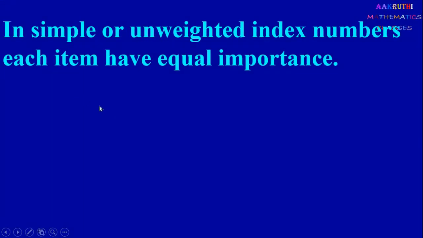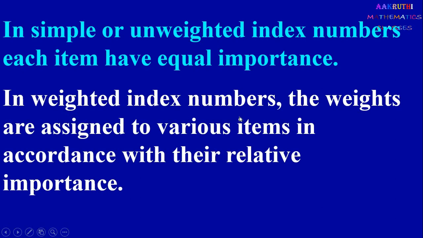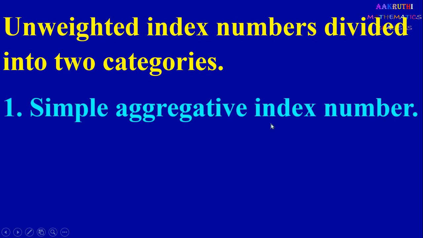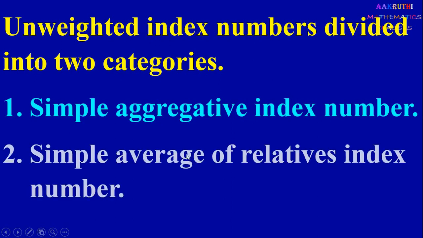In simple or unweighted index numbers, each item has equal importance. In weighted index numbers, the weights are assigned to various items in accordance with their relative importance. Unweighted index numbers are divided into two categories: simple aggregative index number and simple average of relative index numbers.